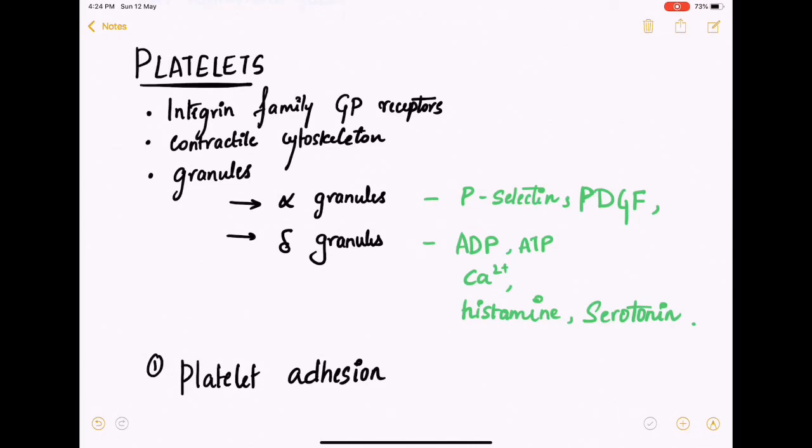Alpha granules have some adhesion substances or proteins such as P-selectin and a few other proteins such as platelet-derived growth factor, fibrinogen, fibronectin, etc. Delta granules have substances such as ADP, ATP, calcium, histamine, serotonin, etc.